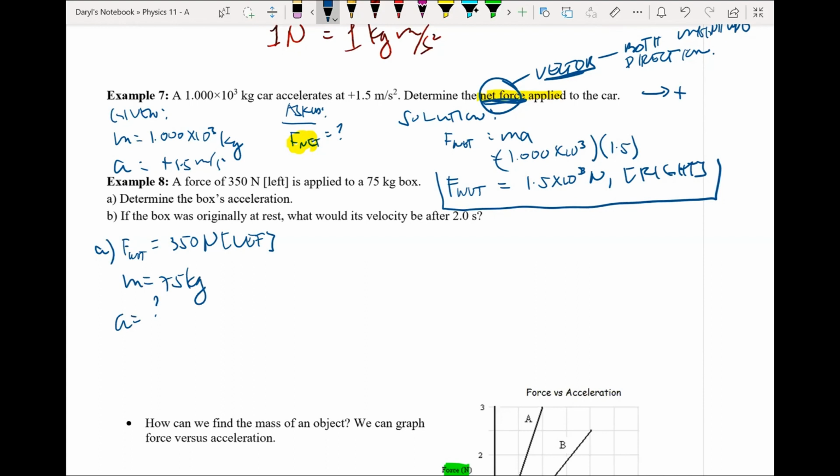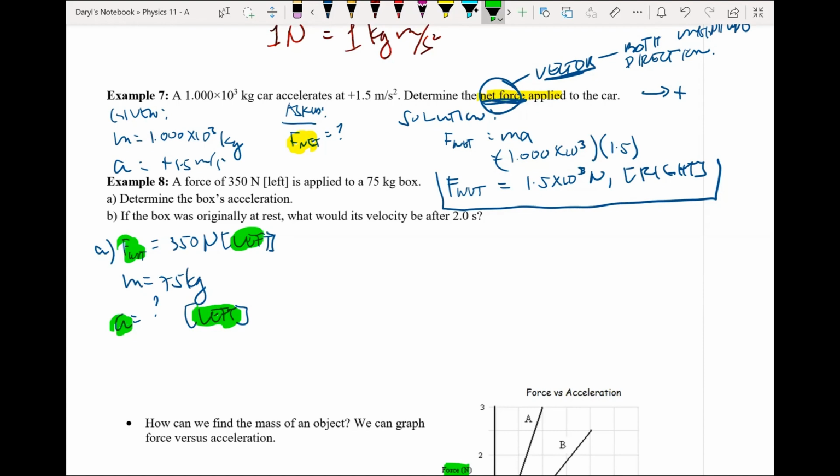However, right away, remember that based on Newton's second law, whatever the direction of the net force is will be the direction of your acceleration also. Therefore, this direction is left. Without necessarily solving it yet, I already know that the direction of my acceleration is left.